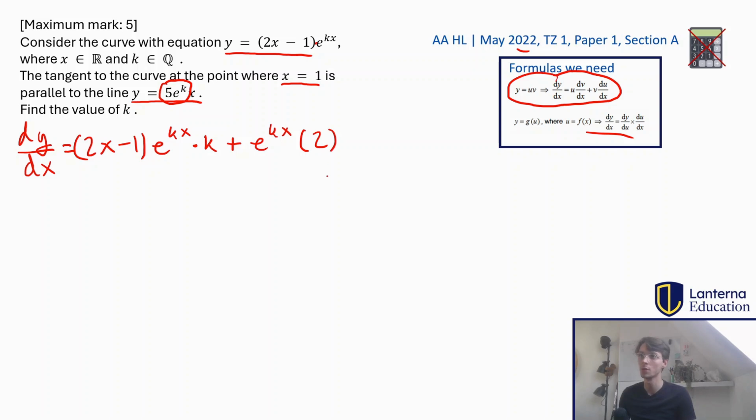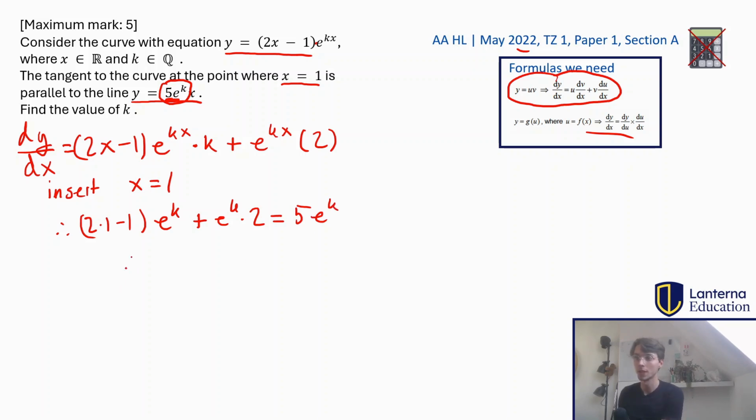Okay, now we can insert, so let's say we insert x equals 1, hence we get 2 times 1 minus 1 times e to the power of k times 1, that's just e to the power of k, plus e to the power of k times 2. And what was this all equal to, guys? This was the gradient. It must be parallel, so the gradients will be the same, right? So that will be equal to 5 e to the power of k.